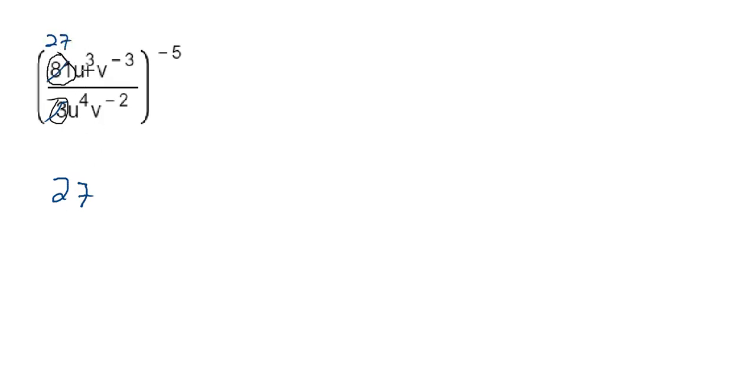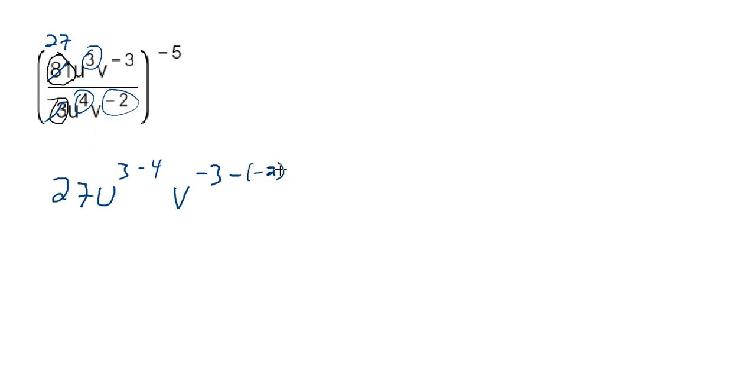For u, remember the base stays the same, and we're going to take the top power, which is 3, minus the bottom power, which is 4. We'll do the same thing for v. The base stays the same. We'll take the top power, which is negative 3, minus the bottom power, which is negative 2.